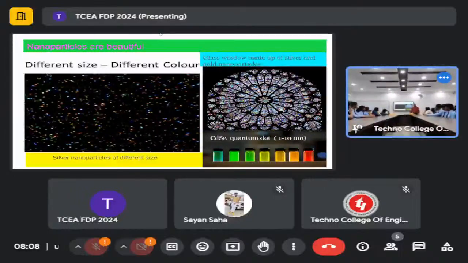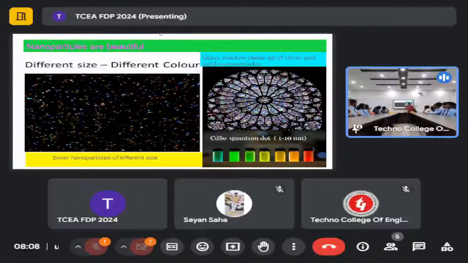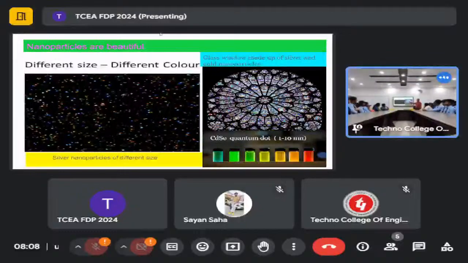Nanoparticles are beautiful. The first slide, the first portion, is the silver nanoparticles. You can see that there are beautiful colors, starting from red, green, blue, etc. These are related to different sizes of the nanoparticles. If we have 10 nanometer silver nanoparticles, they may show another color compared to nanoparticles of 80 nanometer. So various sizes of silver nanoparticles are there, which show different colors. This is a dark microscopic field image, and the silver nanoparticles of different size and shape show different colors.